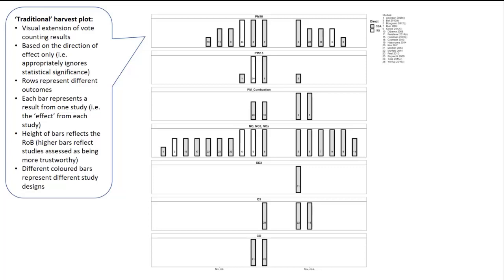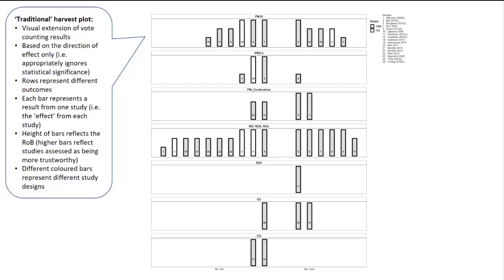But in this harvest plot, what we're looking at is on the left-hand side, we have studies that favour the intervention, and on the right-hand side, those that favoured control. Each row is a different outcome, and each bar is representing the result from a single study. Now here, they've tried to emphasise the low risk of bias by making the bars higher for the low risk of bias ones, down to the small bars, which are for the high risk of bias. Now that's sometimes a bit confusing.